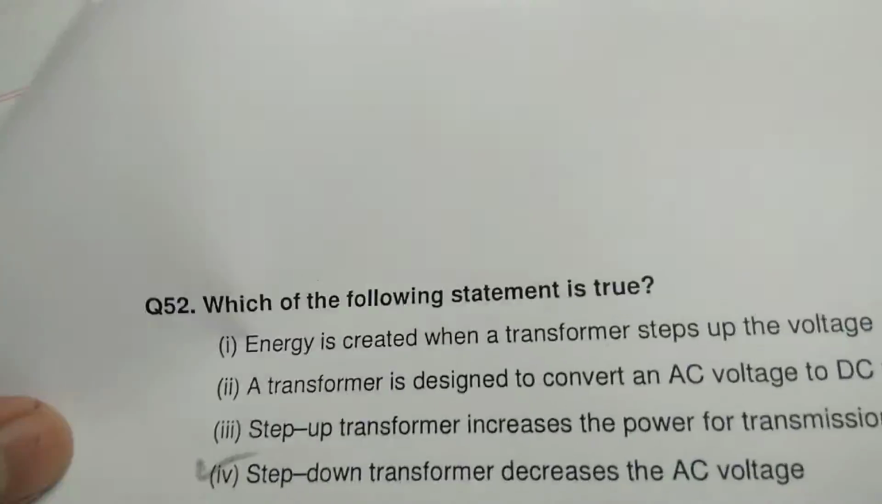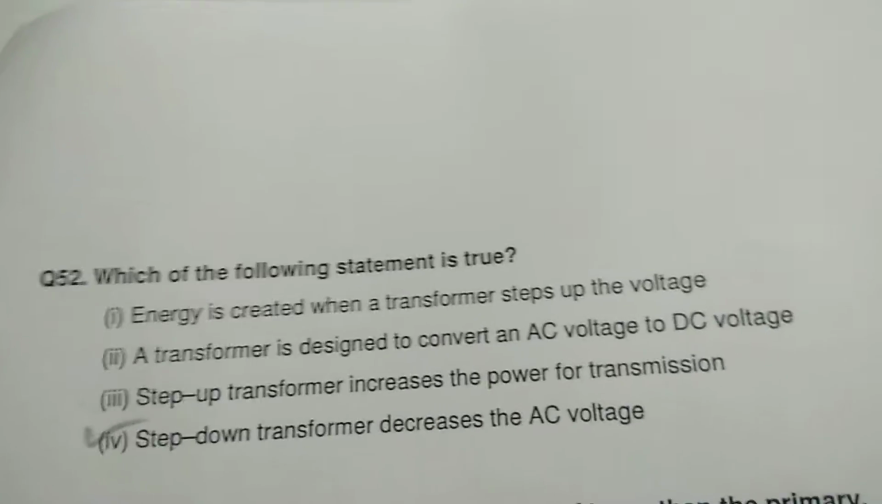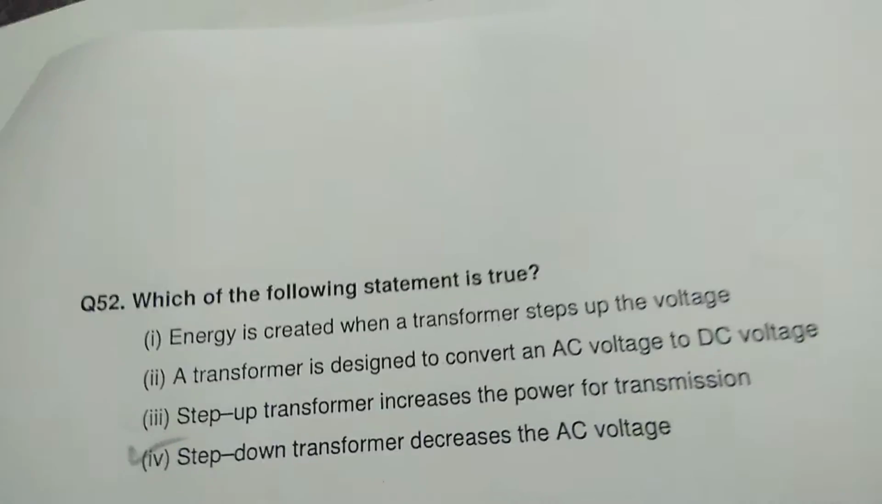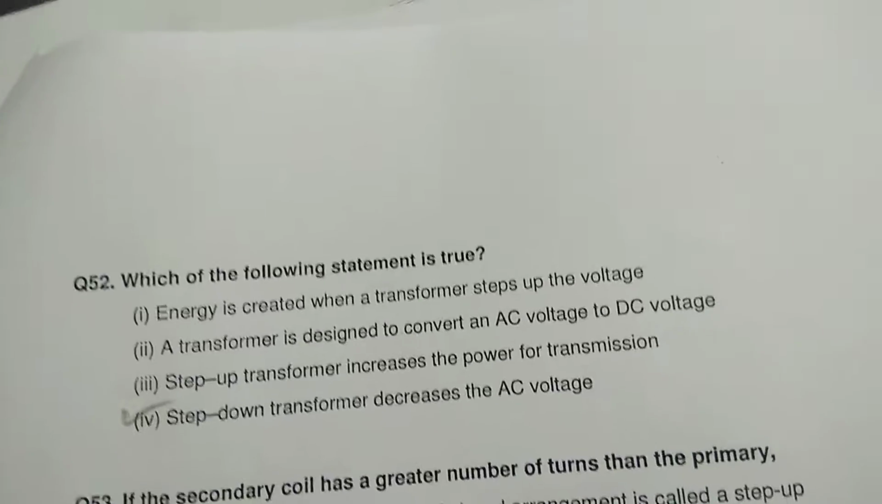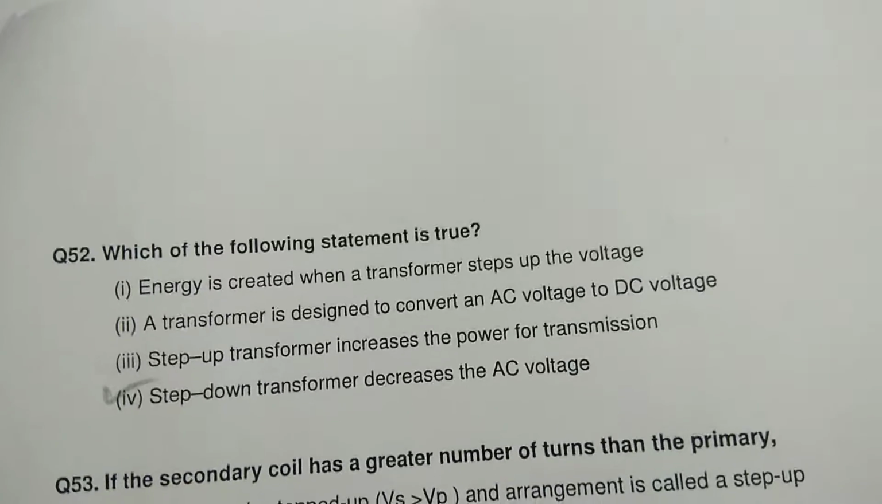So which of the following statements is true? Energy is created when a transformer steps up the voltage. Stepping up the voltage is done to reduce the power loss, but energy is not created. So this is false. A transformer is designed to convert AC to DC, false.